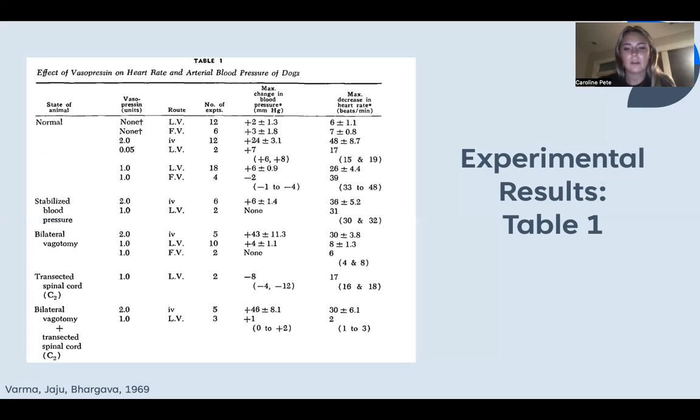You can also see that the 1 unit vasopressin injections into the fourth ventricle had almost no effect on the arterial blood pressure. However, it did cause bradycardia. This began within 10 seconds of the injection, which was earlier than after an injection of the same dose in a lateral ventricle. The bradycardia hit its peak around 15 minutes and lasted for about 90 minutes. The mean maximal decrease in the heart rate was 39 beats per minute and was 26 beats per minute after the lateral ventricle injection. Minimal bradycardia was produced post-bilateral vagotomy.